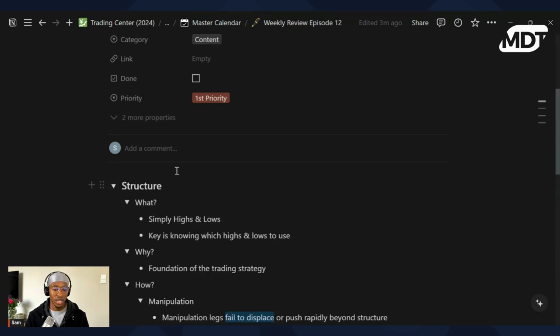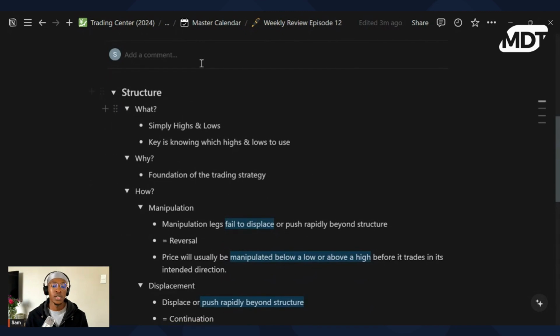So just diving into structure, basically what it is, simply highs and lows. And the key is knowing which highs and which lows to use. This is easier said than done, because for a long time, I've associated structure with close below a high or close below a low, higher highs, higher lows, lower lows, lower highs. But I'm starting to learn that it's not that simple.